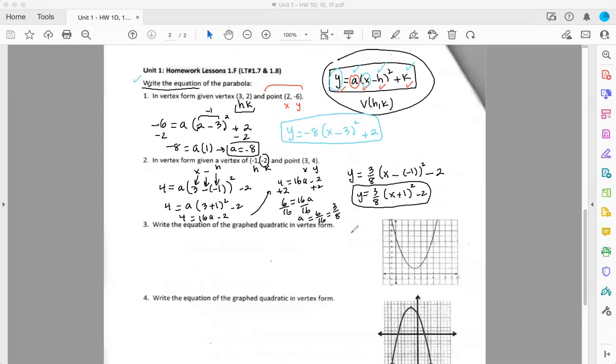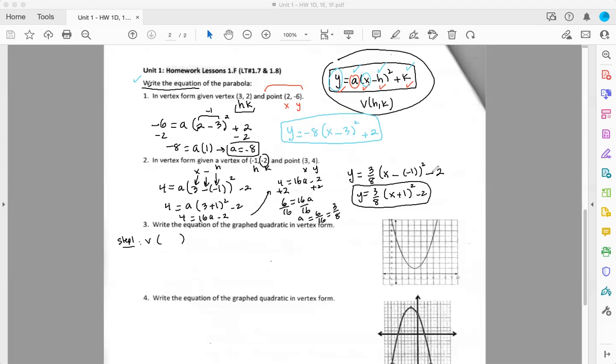Okay. Number 3, write the equation. So this is one type of question. You're given a vertex and you're given a point, and find the equation. The second type, which we're doing in numbers 3 and 4, says write the equation of the graphed quadratic in vertex form. So you're given the graph, right? So automatically, I would say step 1, find the vertex. What is the vertex?